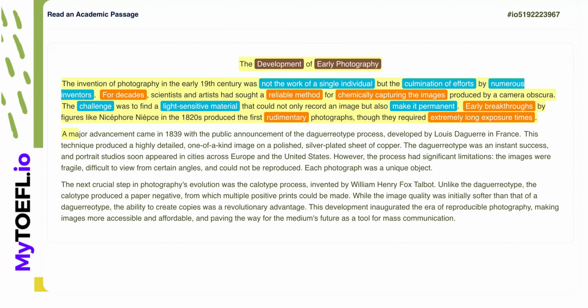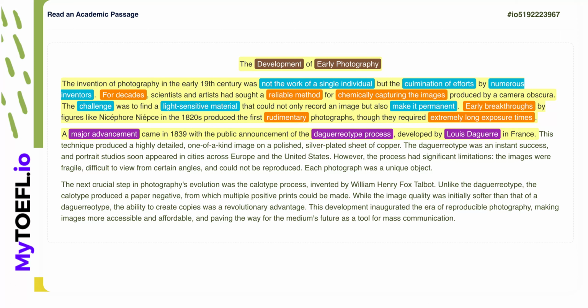A major advancement came in 1839 with the public announcement of the daguerreotype process, developed by Louis Daguerre in France. Now we move to the next big step. The key phrase here is major advancement. This tells us the daguerreotype process was a significant improvement. We also get the inventor, Louis Daguerre, and the year, 1839. This marks a key moment in the timeline of photography's development.